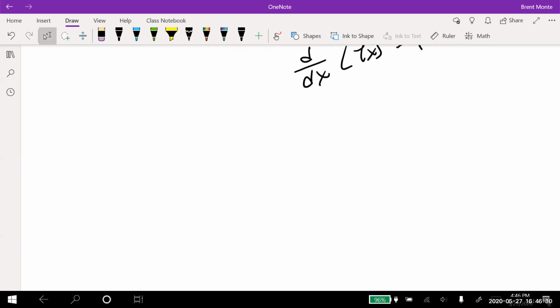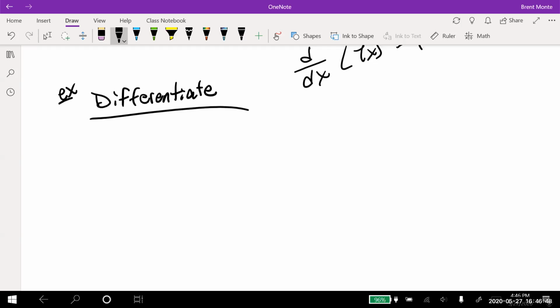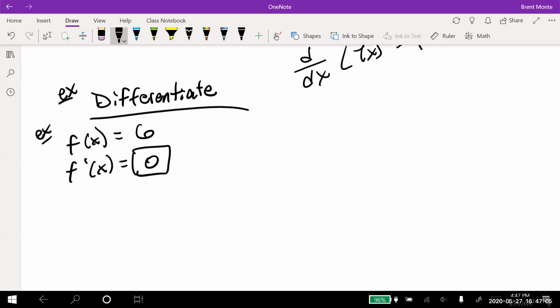So let's do a bunch of examples from the book. So first of all, and I'm just going to make these up. We don't necessarily have to pull any from the book. Let's say differentiate. Differentiate just means find the derivative. And so let's do our first example. F of x equals 6. That's a constant. Oh, the derivative of a constant is always 0. Well, there's my derivative. That didn't take long.